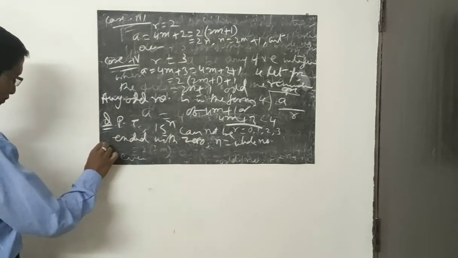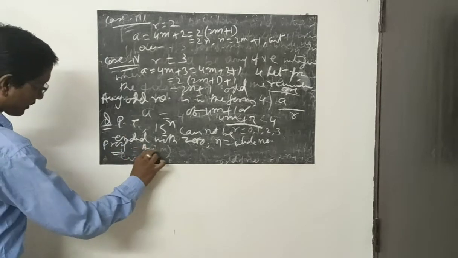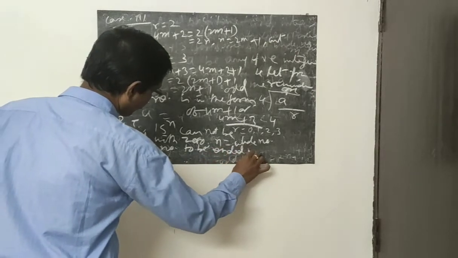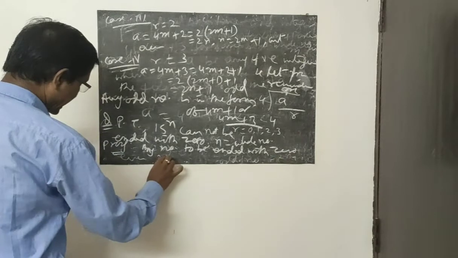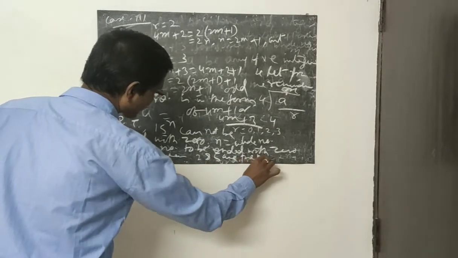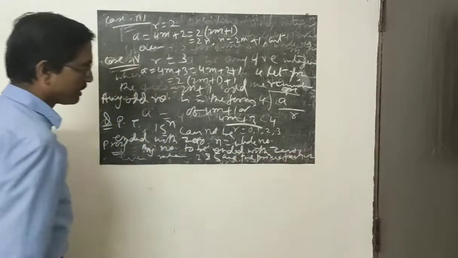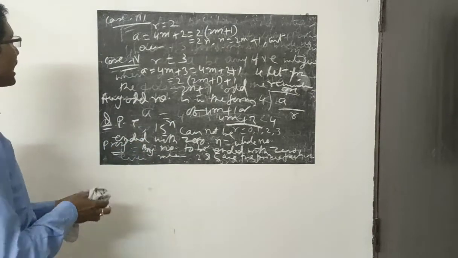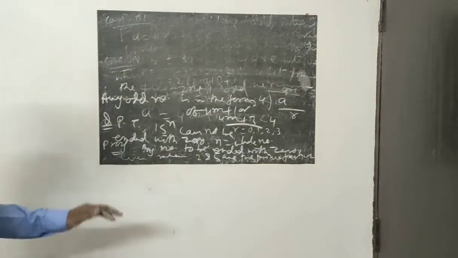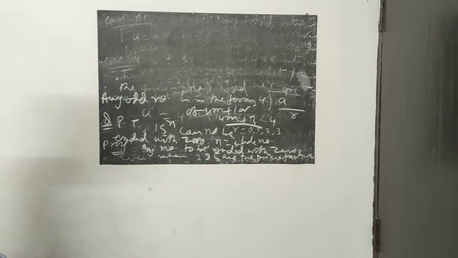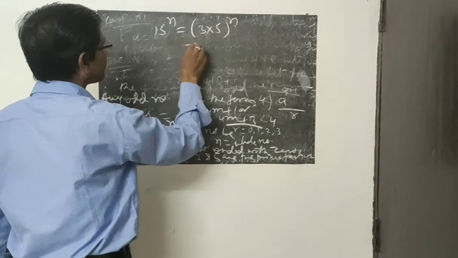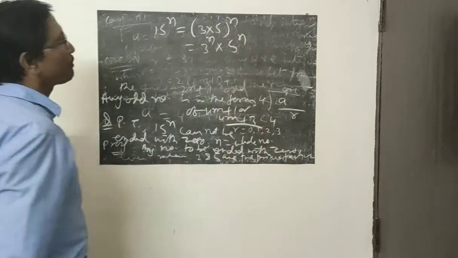How can you prove that one? Any number to end with 0 means 2 and 5 are the prime factors of this one. So 2 and 5 should be the prime factors. So for 15 to the power n, are 2 and 5 the prime factors or not? If it is having them, it will end with 0. If it is not having them, then it will not. So 15 to the power n, if we do the prime factorization, what we will get? 3 to the power n into 5 to the power n.